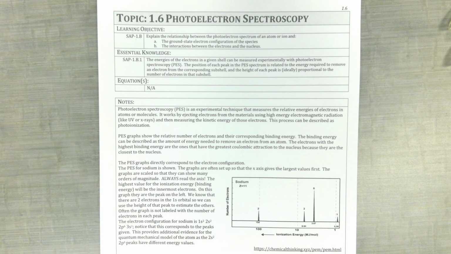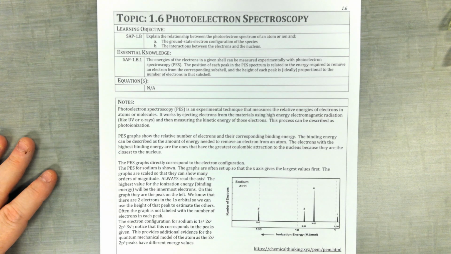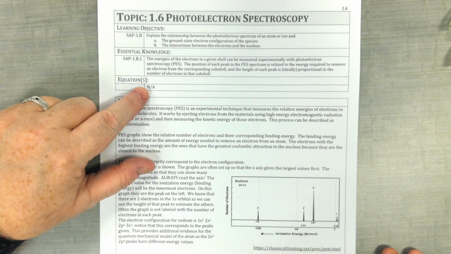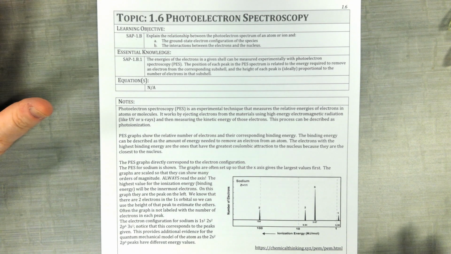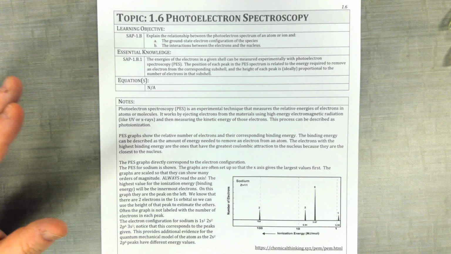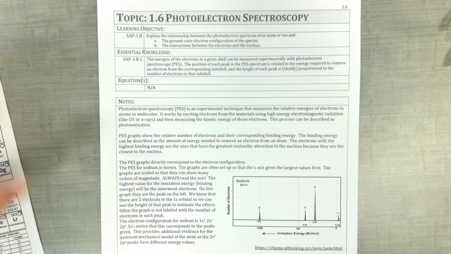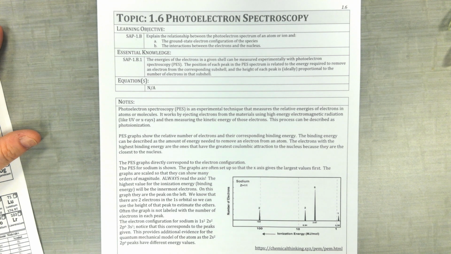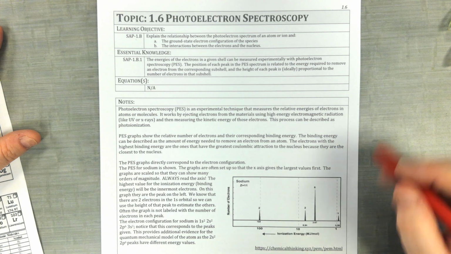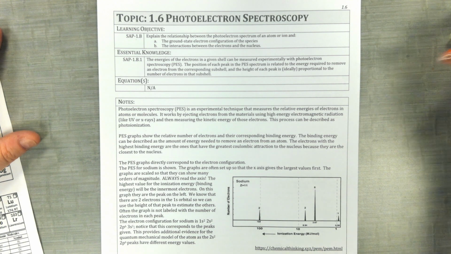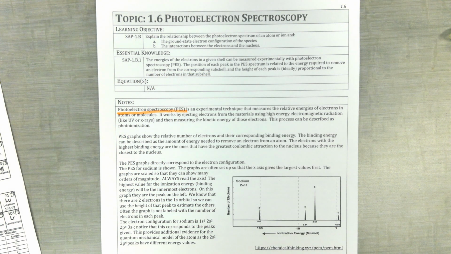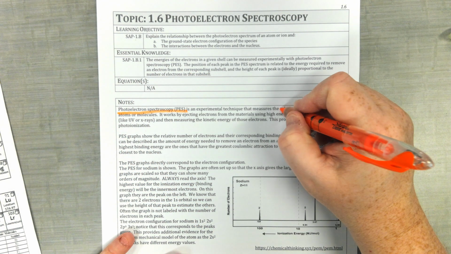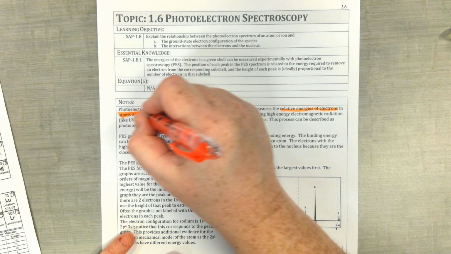Welcome to 1.6 Photoelectron Spectroscopy. Alright, for AP Chemistry, this particular section does not have any equations, so we don't have to worry about that, but you will need to have a chem helper or a periodic table of some sort in front of you to be able to identify the elements from the PES graphs. So photoelectron spectroscopy, called PES, is another way to measure relative energies of electrons in atoms and molecules.